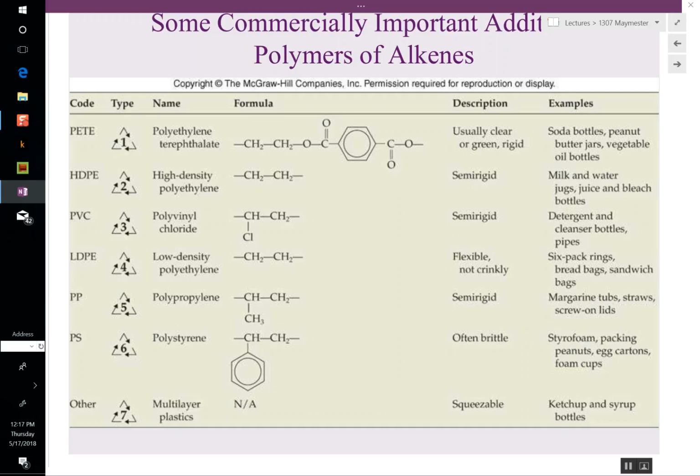So, Claire, what's the one that Tupperware, what's that made out of? Probably high-density polyethylene, I'm not sure. It might be a form of that. I would think it's high-density polyethylene. I'm not sure.